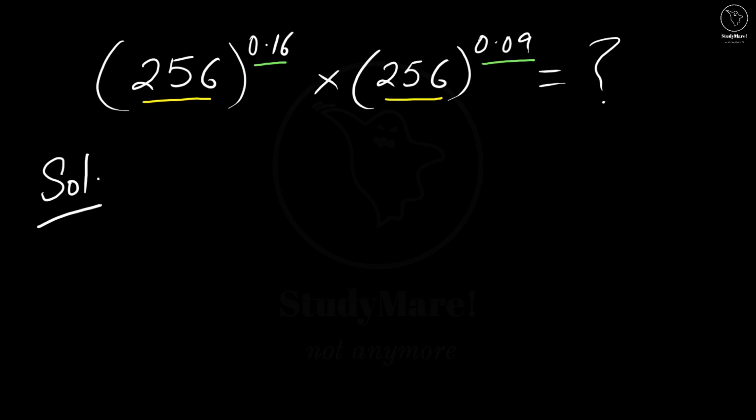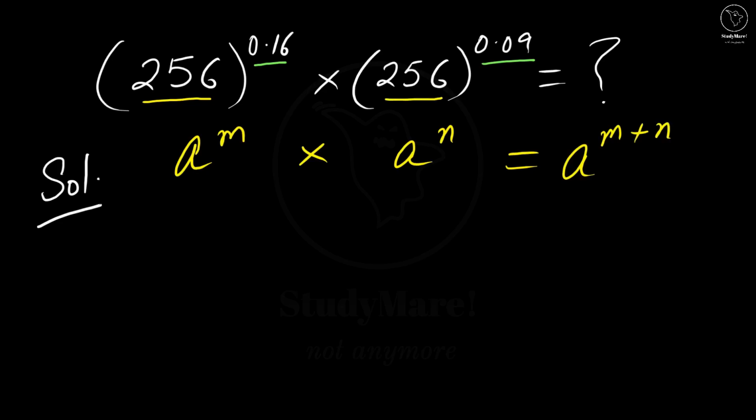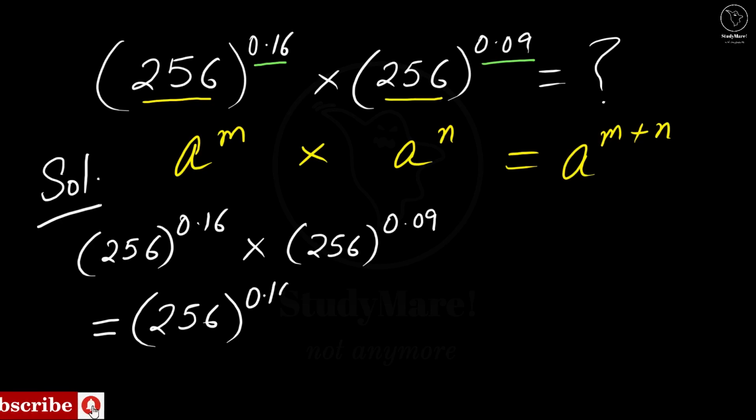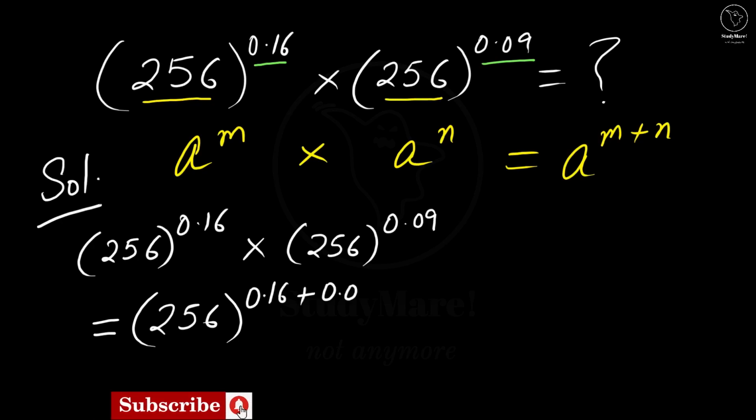Do you remember any identity that fits in here? Yes, I can. A to the power m into a to the power n is equal to a to the power m plus n. Let us use this identity. So we have 256 to the power 0.16 into 256 to the power 0.09, which is equal to, applying the above identity, we get 256 to the power 0.16 plus 0.09.